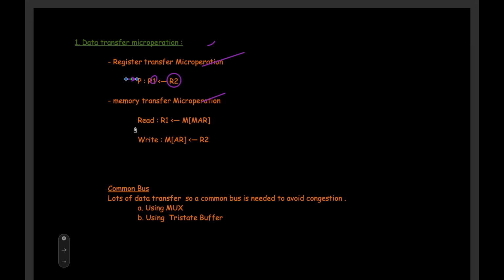Memory transfer microoperation is further divided into two types, read and write. Here, read is a control signal and write is also a control signal. In read, when the read control signal is on, the memory's data is copied to R1, that is, R1 is a CPU register. And when the write control signal is on, R2's data is copied to any memory location. This memory location is pointed to by the AR register. The AR is an address register.